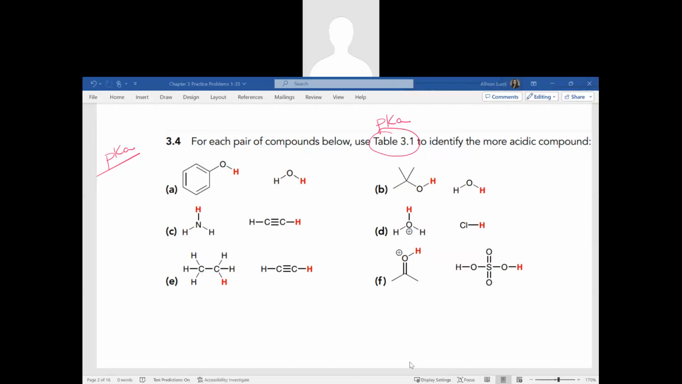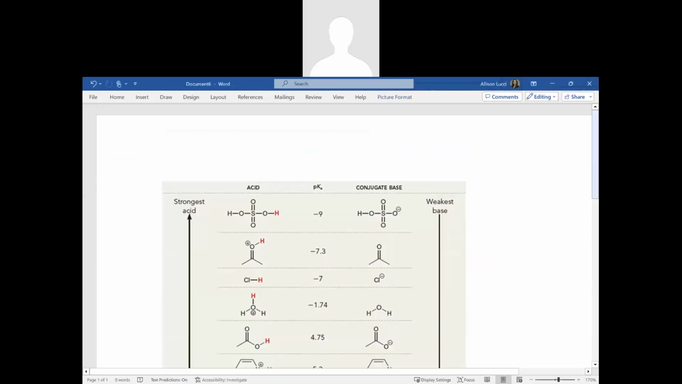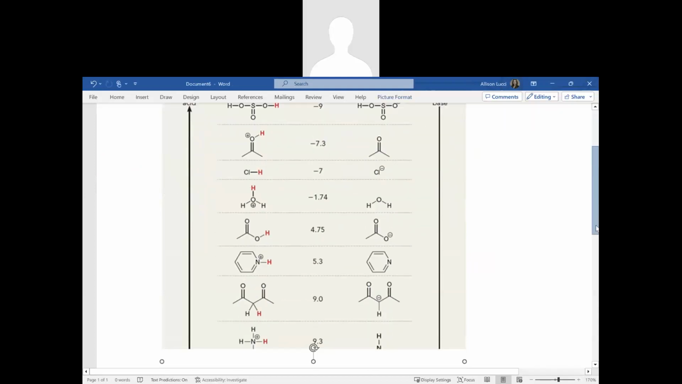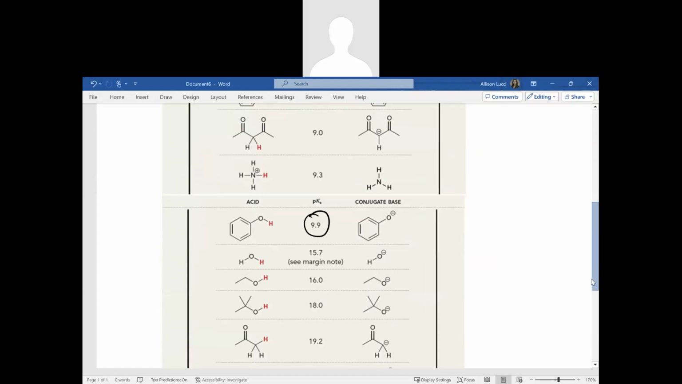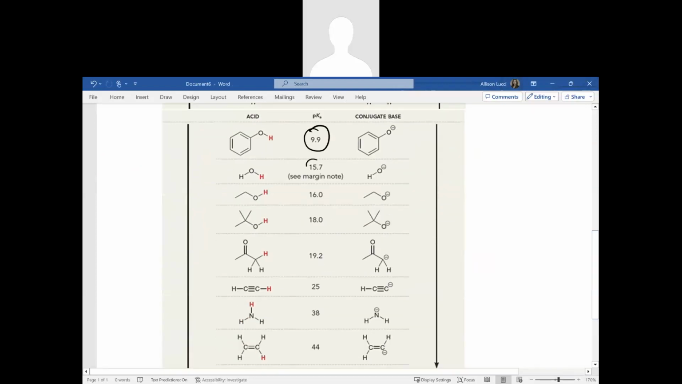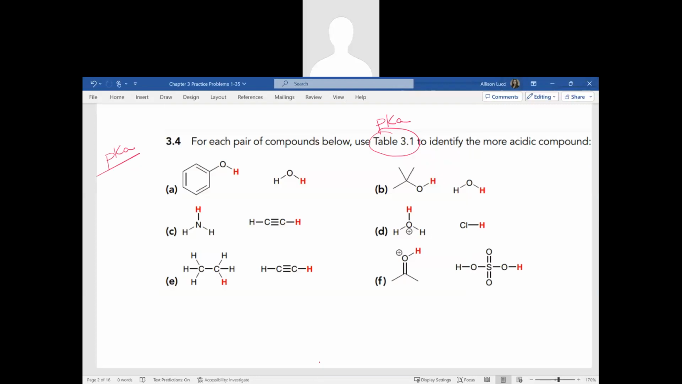First we have phenol and water. So let's go to our pKa table here. We have phenol listed here, which has a pKa of 9.9. And then water right below is 15.7. So let's record those values. We have 9.9, and then our 15.7 for water. We'll write that over here so we don't have to look that up again.